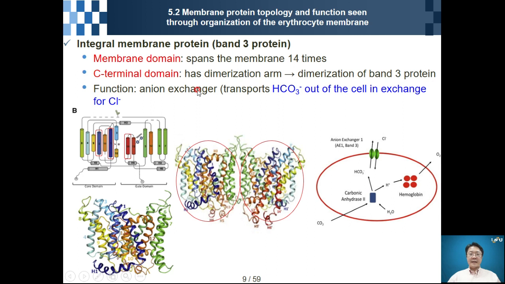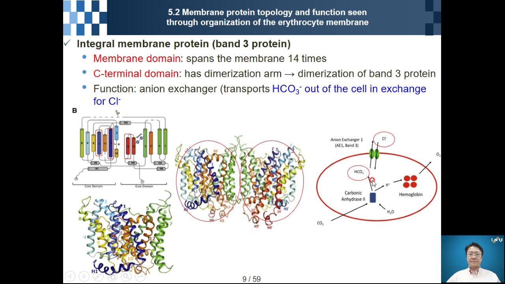So first they transport HCO3 minus, the bicarbonate ion, out of the cell. After that, in exchange, the chloride ion can go inside. So usually they transport HCO3 ion out of the cell, in exchange for chloride ion, like this.